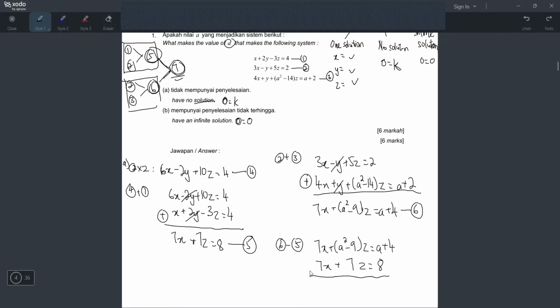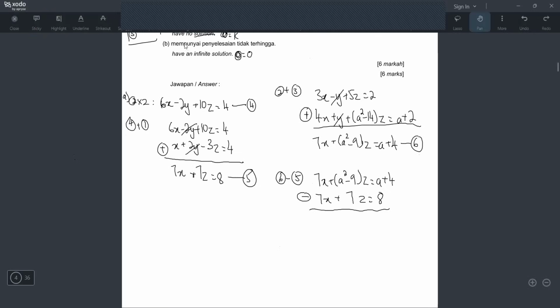And what you do is you will minus, right? And don't forget, it doesn't matter, because for A they want no solution, for B infinite solution, but the same thing here is you want the left side to be 0, right? That's very important. So what you do now is you eliminate, 7x minus 7x, and a square minus 9 minus 7, right? So I will write a square minus 9 minus 7 is -16, z. And then this one will be a plus 4 minus 8, which is a 4 minus 8. You can use a calculator, you get negative 4, right?